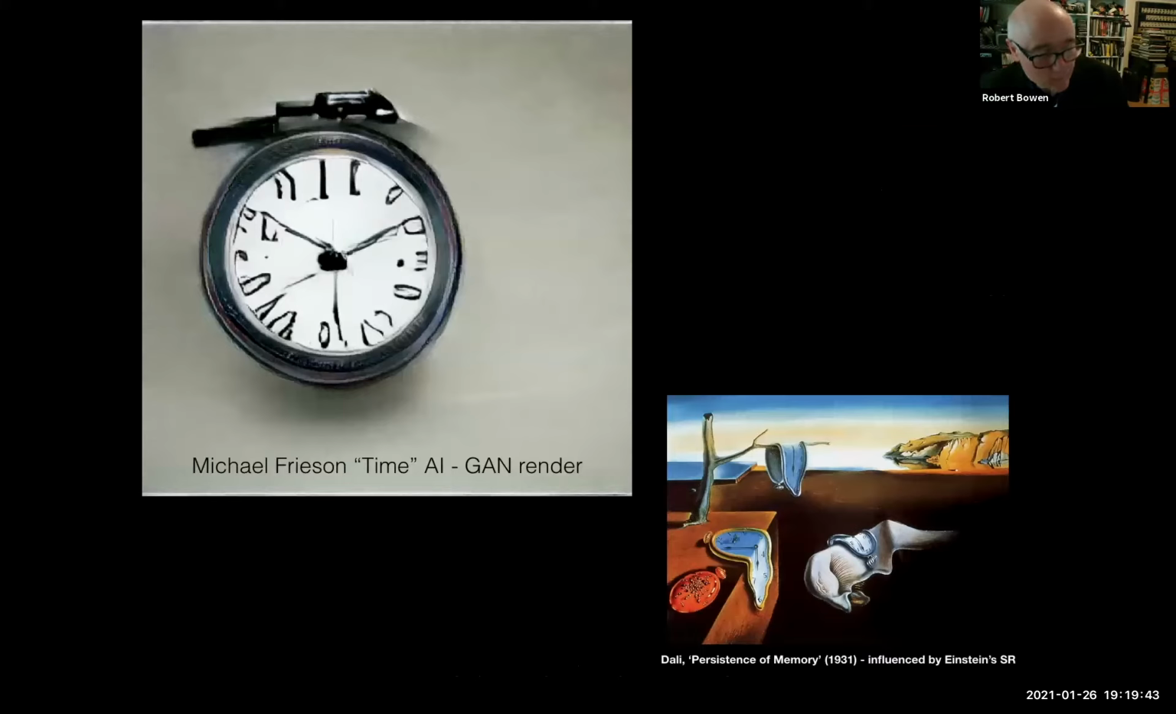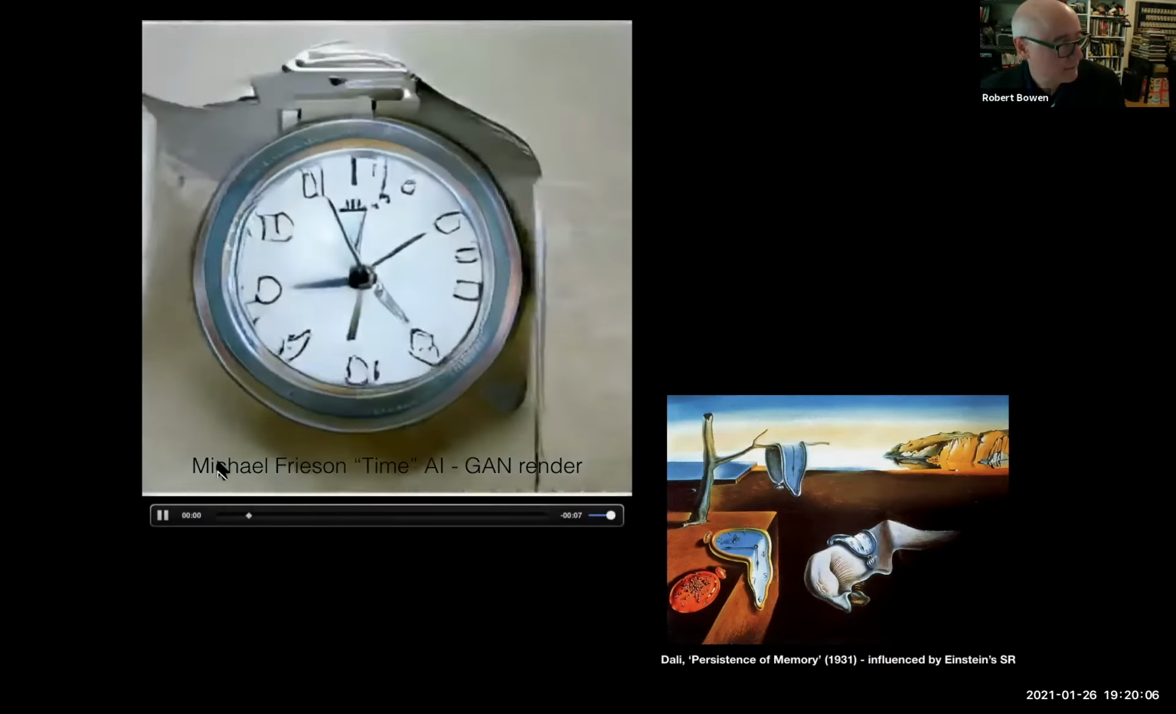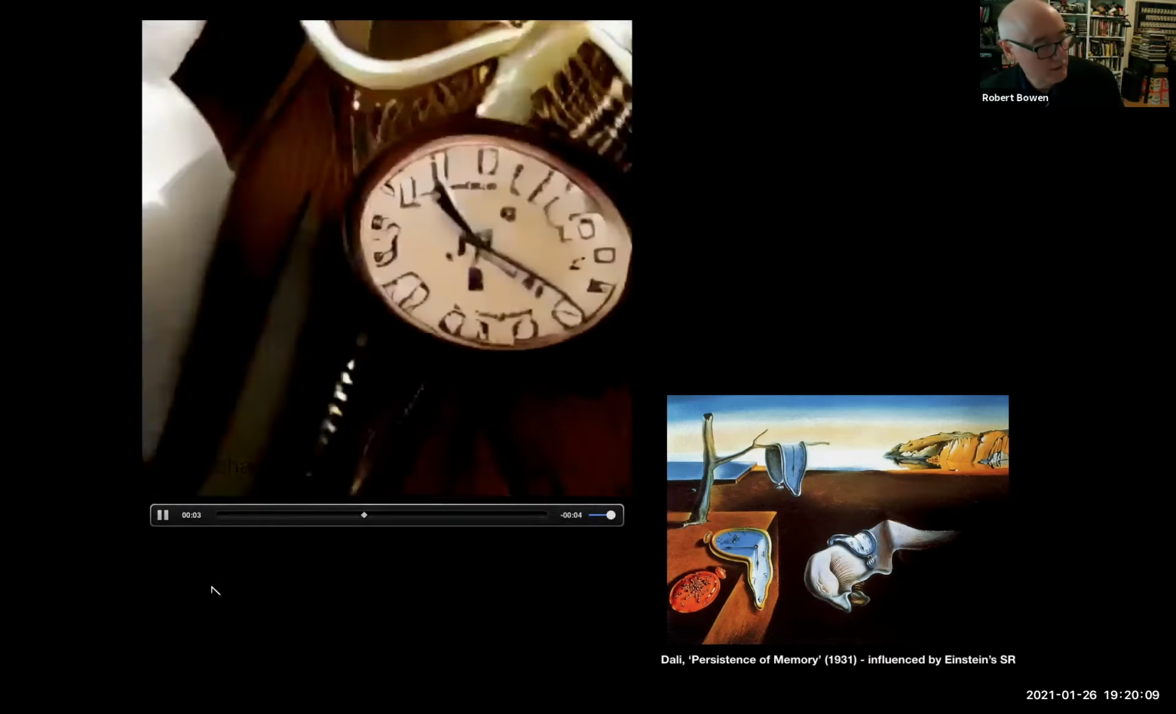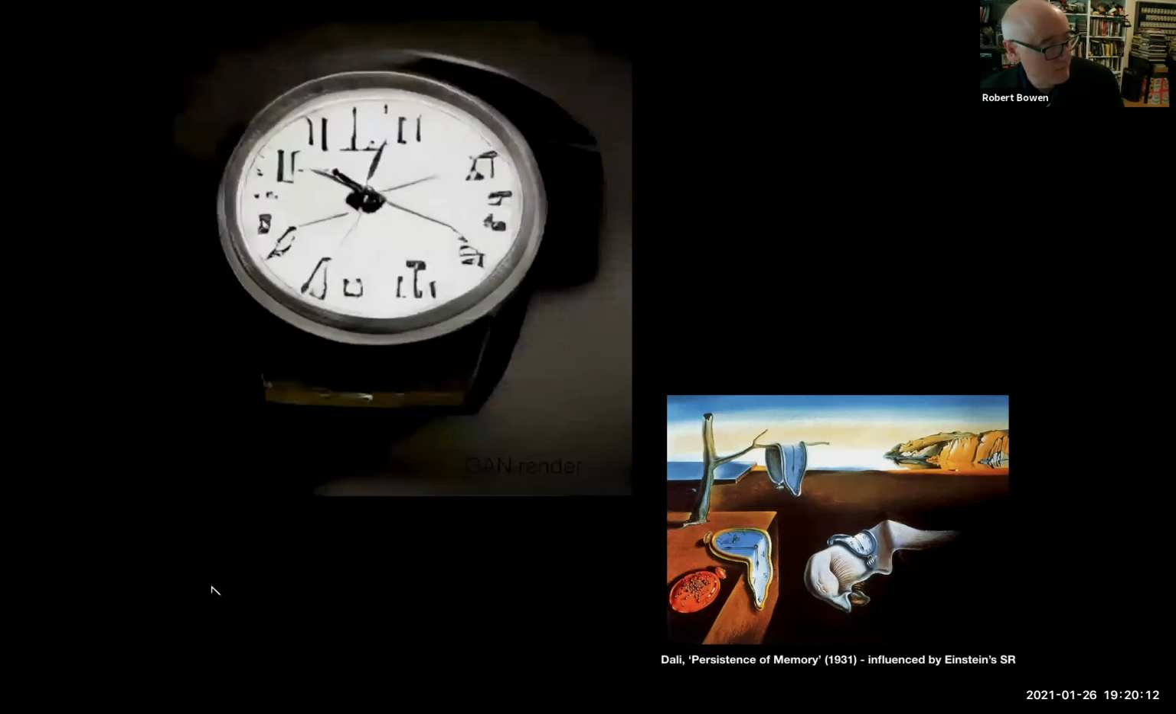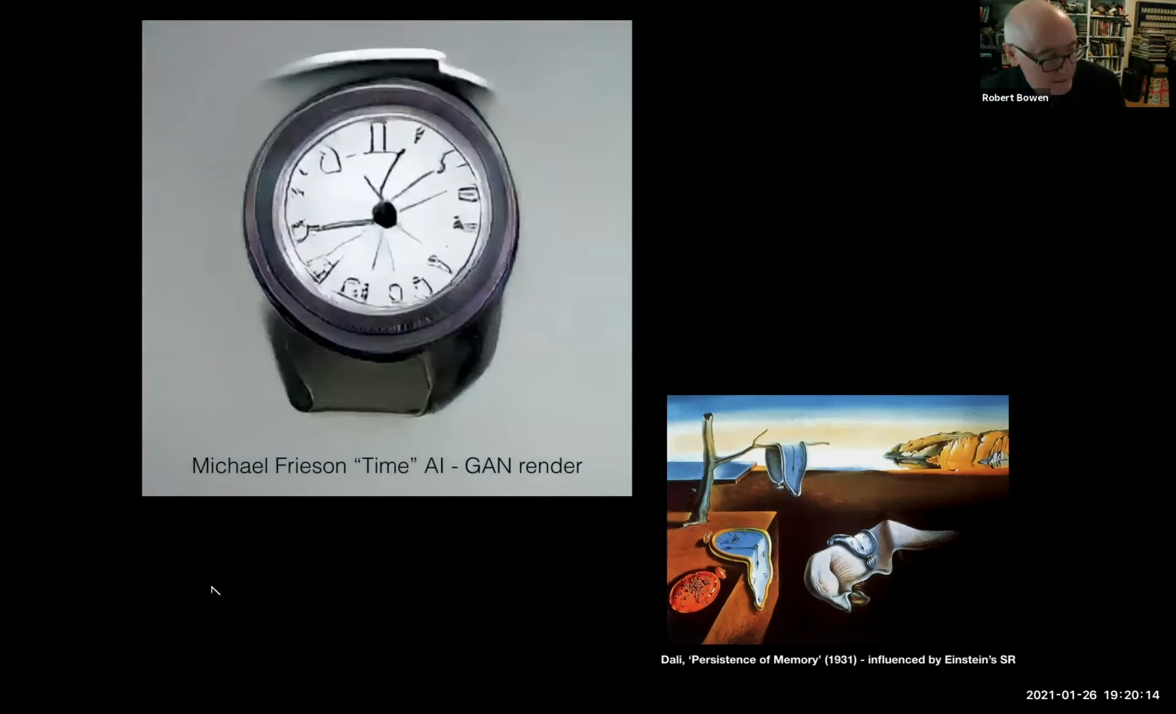As you approach the speed of light, time gets distorted and forms get distorted. So this is the famous Dali painting. And this was a work by Michael Friesen. It's a GAN render, just a short GIF made from it. So that's the updated version of the Dali painting.